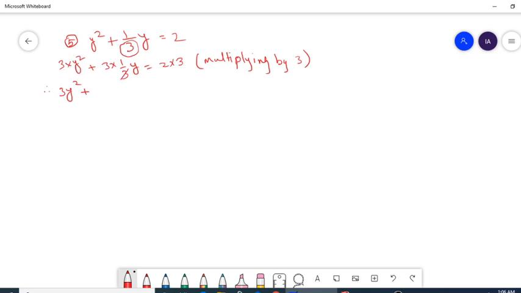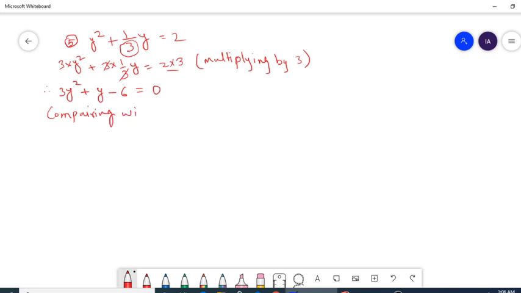plus, these two 3s will cancel, you will have only y. 2 3s are 6. Positive 6 will become negative 6 when I bring it to the left hand side, and on the right hand side nothing is left, so I'll take 0. Now the given equation is in proper standard form, that is 3y square plus y minus 6 equals to 0.